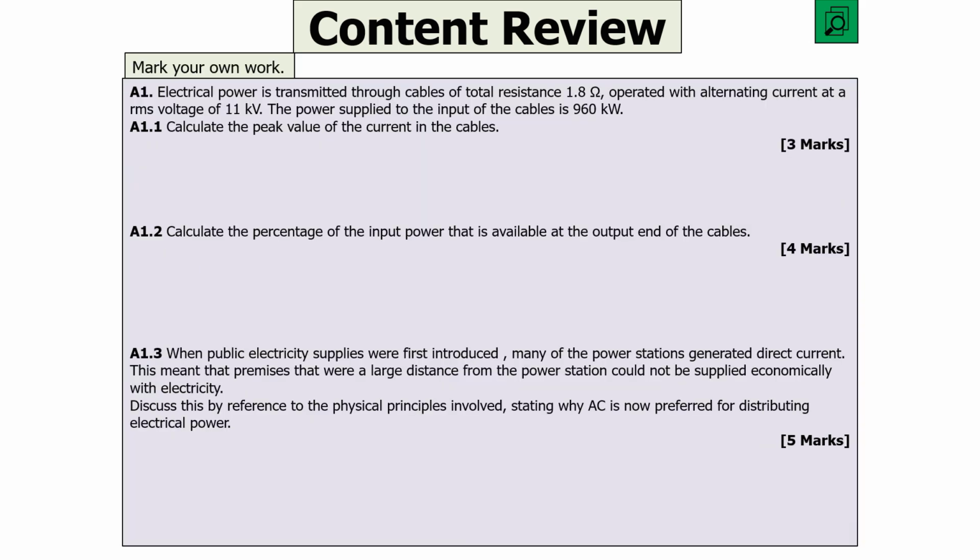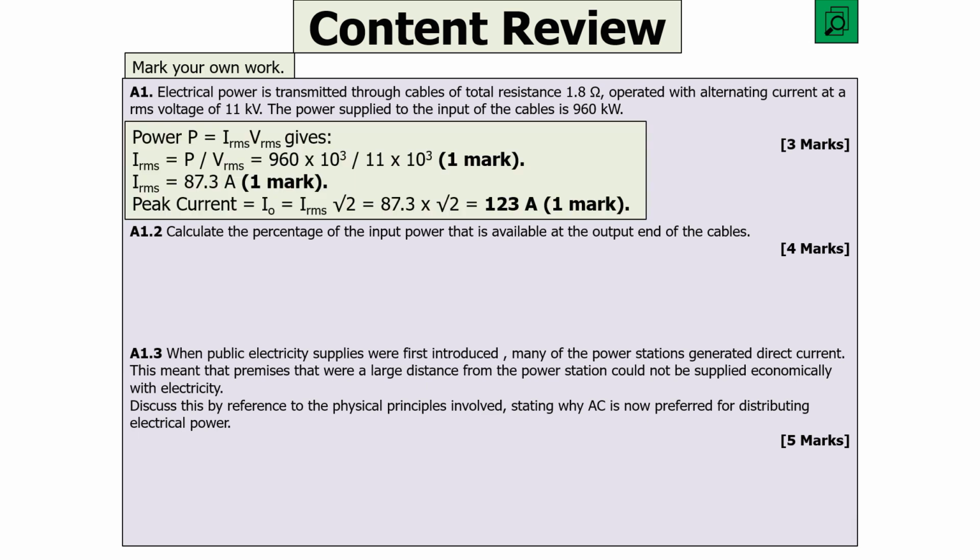Right, in this first one, you've got to remember that with alternating, we know P equals I RMS times by V RMS. So I RMS is P over V RMS. We've got P, it's 960 times by 10 to the 3. We've got V, which is 11 times by 10 to the 3. So you get I RMS is 87.3 amps. Now you can turn that into peak by doing I RMS times by square root 2, because that's just an equation you've got to remember. So you get 123 amps.